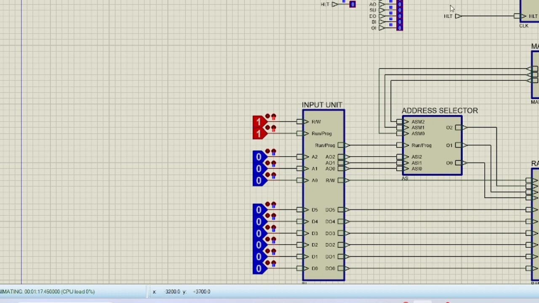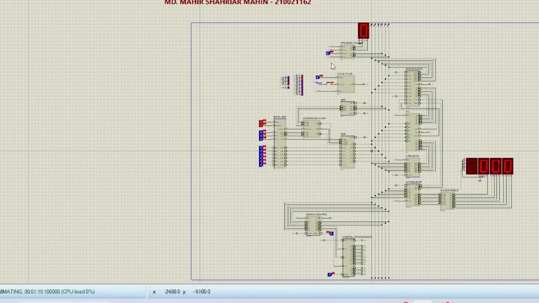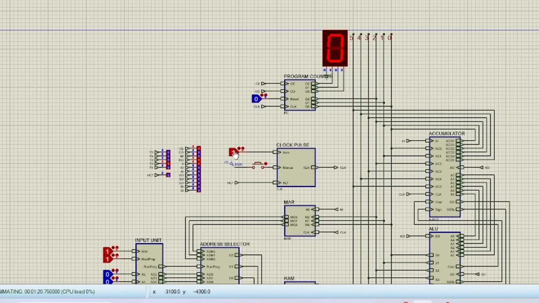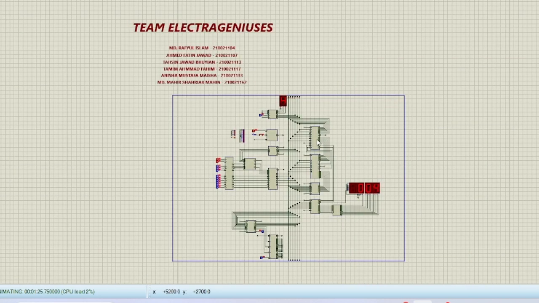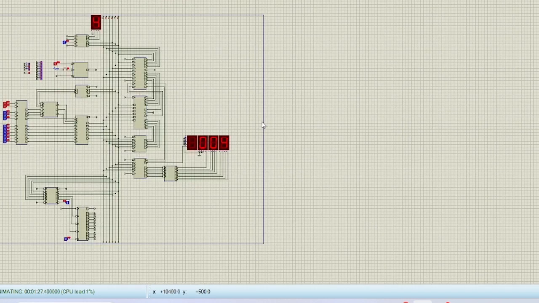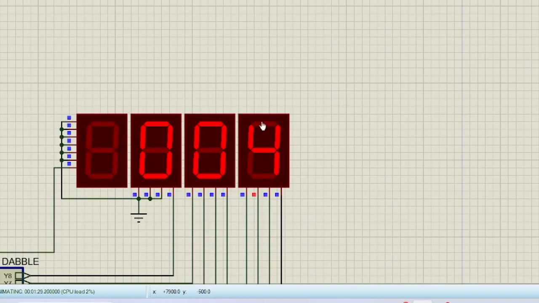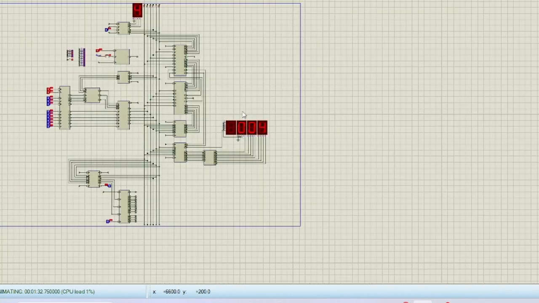Then we run this program. Here I see the result is 4, so add works properly in this simulation.